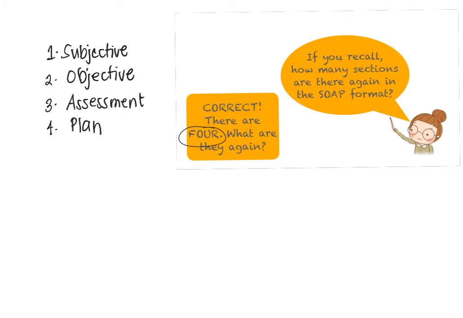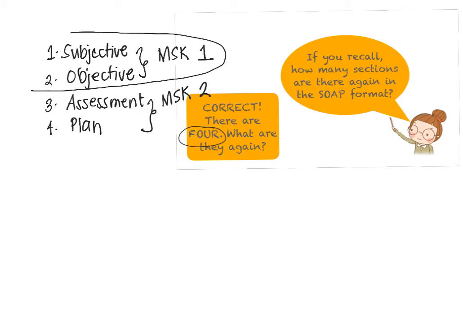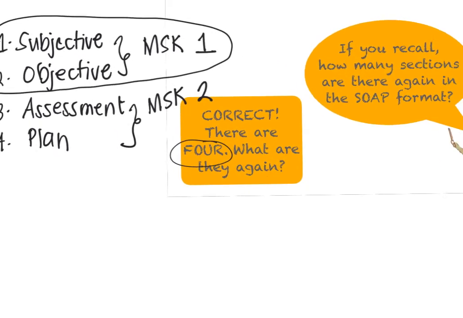Okay, so the first 2 headings, subjective and objective, are the bulk of our course, which is musculoskeletal examination 1, while assessment and plan will be discussed next term under MSK 2, or the musculoskeletal eval and treatment. So for now, here in this course, we are going to focus on the first 2, the subjective and the objective.